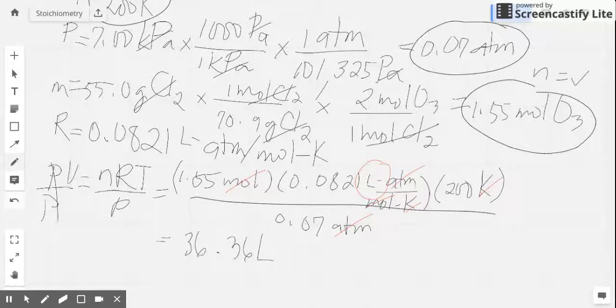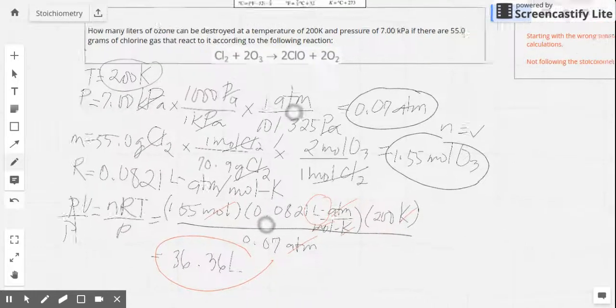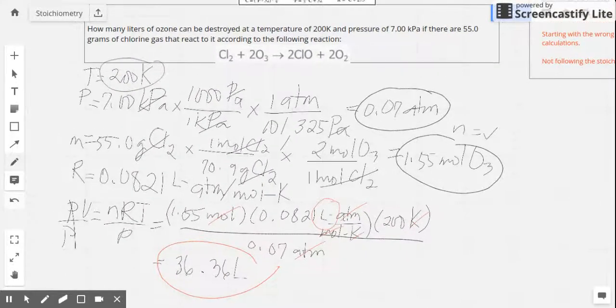If you want to make it in milliliters, that means you need to multiply that by 1,000 because in 1 liter there are 1,000 milliliters. So this is now the answer for our problem about the ozone. You're asked for the volume of ozone in liters using the variables that you're given, but take note that the stoichiometry is in the part of mass wherein your Cl2 has to be converted to O3.